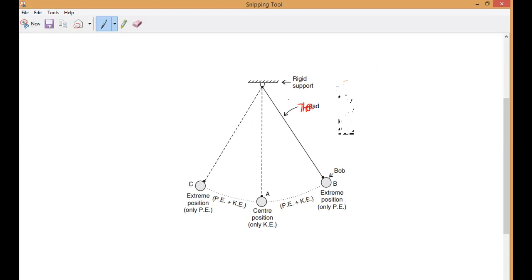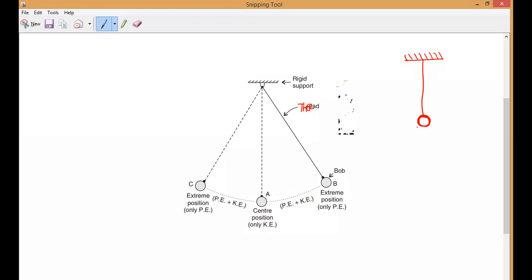We want some rigid support, and you have to hang the bob with the help of the thread like this. So I will take one rigid support and some thread, and down below I will hang a bob. That is what we can call a simple pendulum.